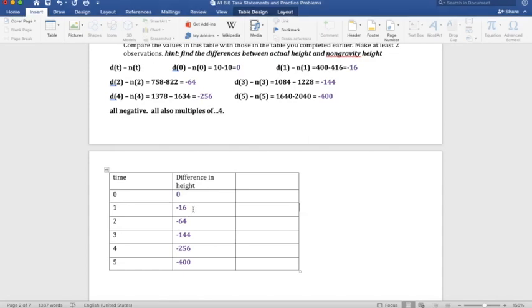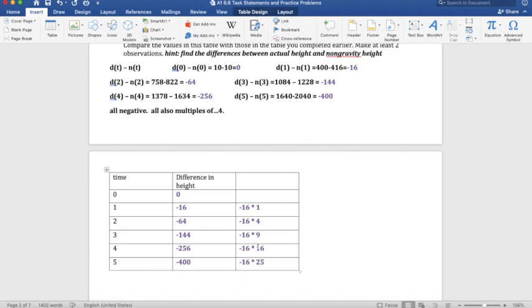And yes, they are. Because negative 16 is negative 16 times 1. Negative 64 is negative 16 times 4. Negative 144, in case you didn't know, is 16 times 9. And I hope you're noticing a pattern with the numbers that are multiplying negative 16 by. And by the way, just use a calculator. Nope, you shouldn't know this off the top of your head. So negative 400 is negative 16 times 25.